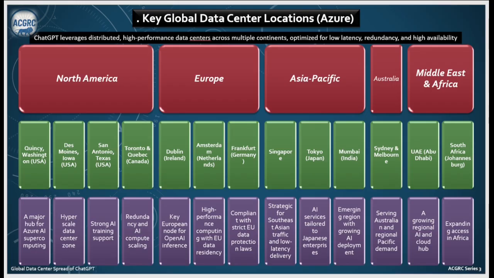There are specific markings as to what role each of these plays. Like in Washington, it's a major hub for Azure's AI supercomputing space. Iowa has a hyperscale data center zone. San Antonio has strong AI training support. Toronto offers redundancy and AI computing scale, and similar. Hence, you can pause the screen, take a snapshot, and dive deeper if you need that.